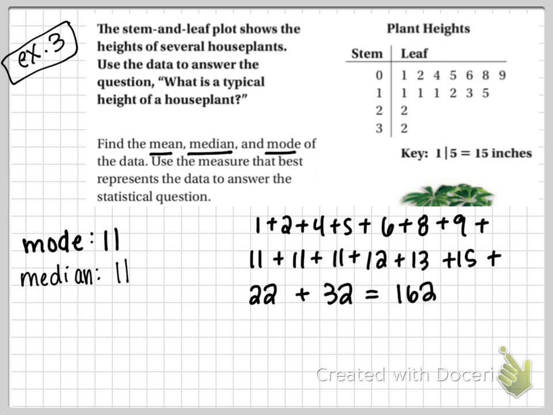And we need to divide by how many numbers total are in our stem and leaf plot? 1, 2, 3, 4, 5, 6, 7, 8, 9, 10, 11, 12, 13. Very good, 15. So we will divide by 15 to get our mean, which equals 10.8.